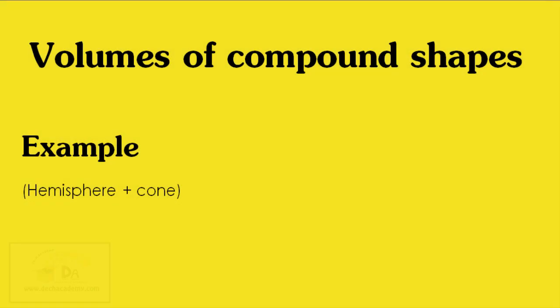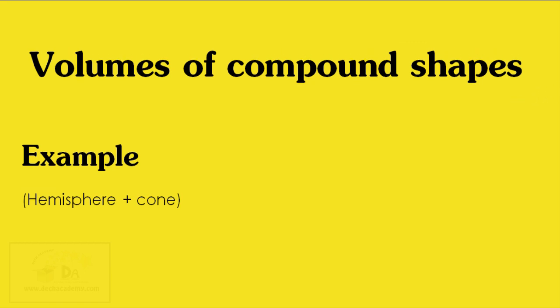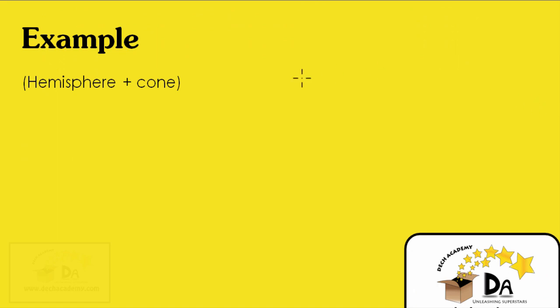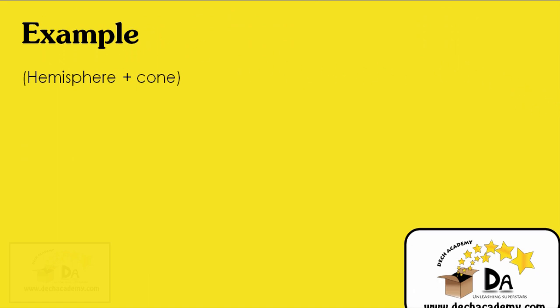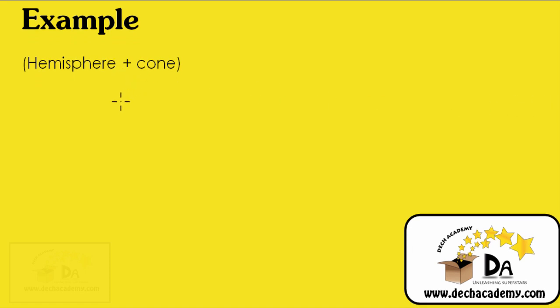In this video, you're going to learn how to determine the volume of a compound shape. In a similar fashion to areas, the volumes of shapes can be added together and the volume of a shape can be subtracted from the volume of another shape. So for example, let's consider the following compound shape.